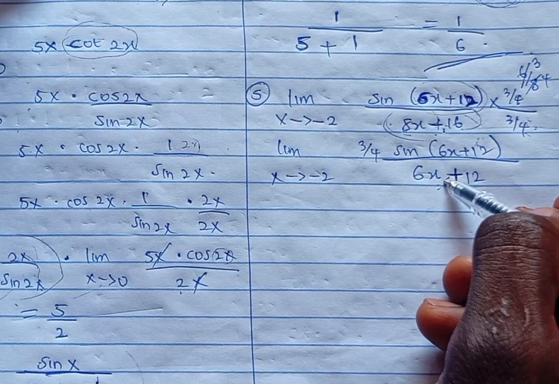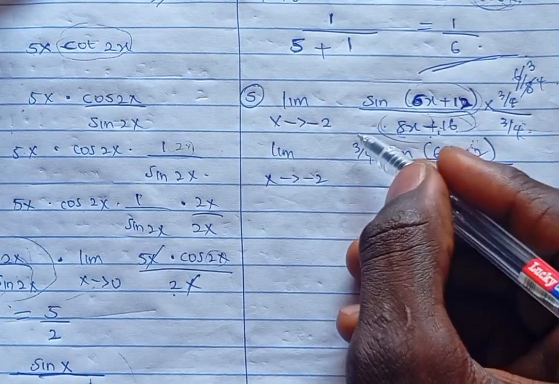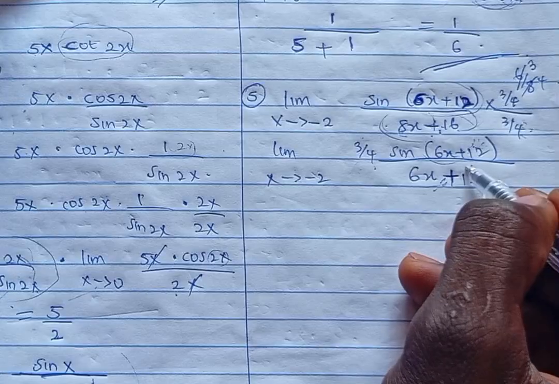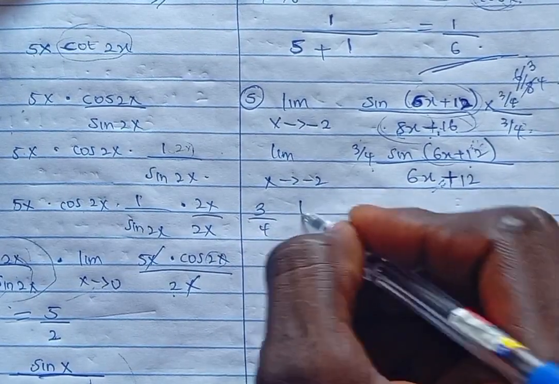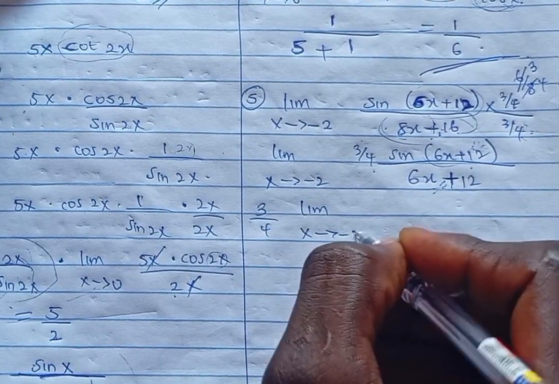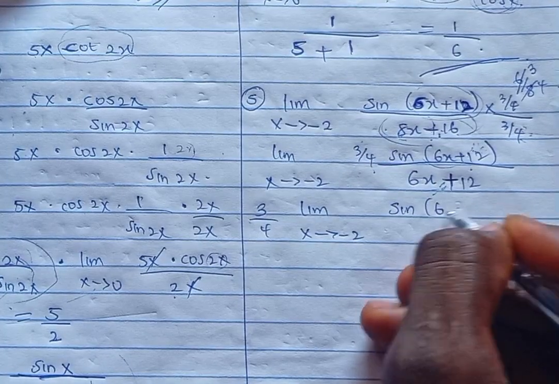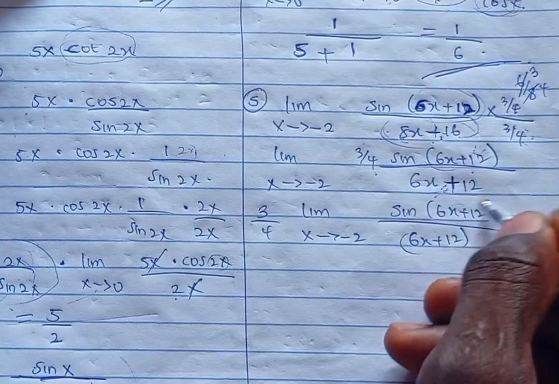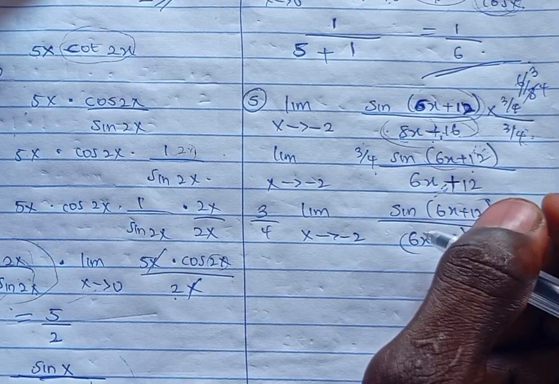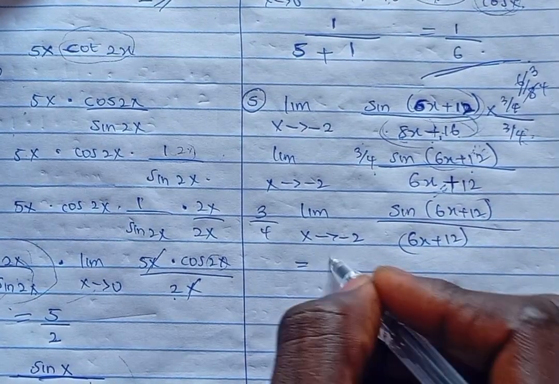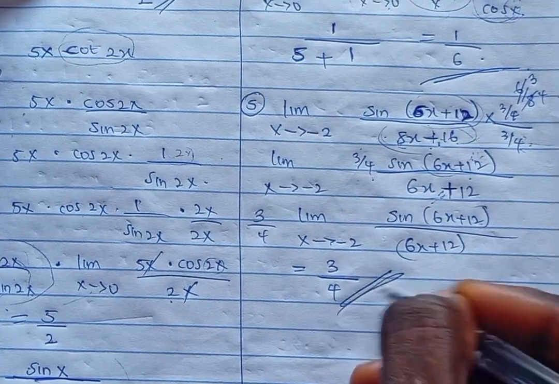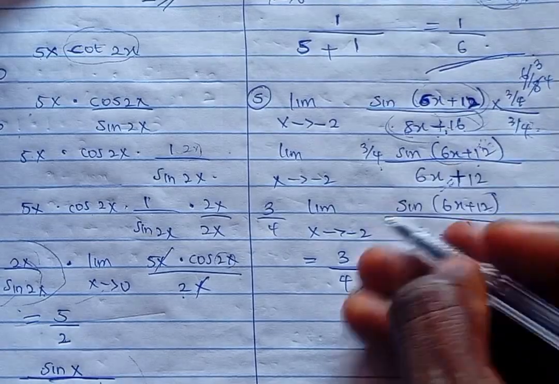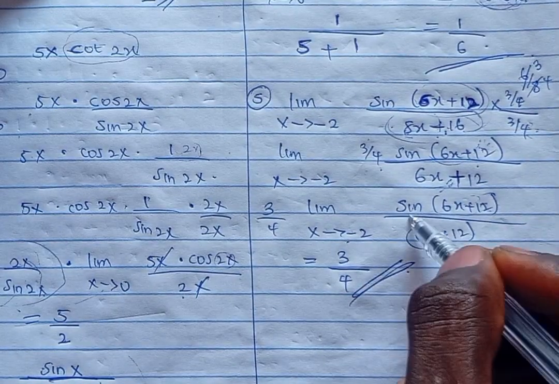So you can now say that since this one is 3 over 4 sine this one, 6x plus 12 is now the same thing as this, so you can just say 3 over 4 multiplied by the limit as x tends to minus 2 of sine 6x plus 12, everything over 6x plus 12. So this one can be equal to what? 1, because it's a standard limit like this. You understand? So you have your answer to be what? 3 over 4. So that's the final answer for this one, because if you substitute minus 2, you have 0, sine 0 divided by 0.